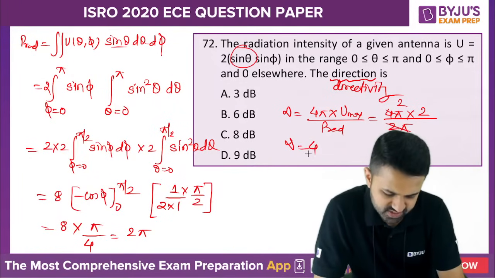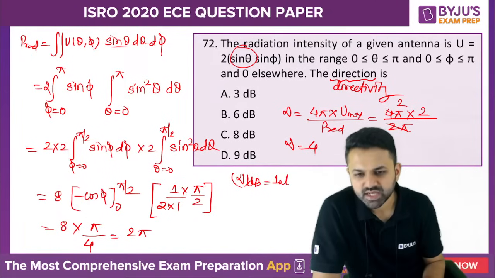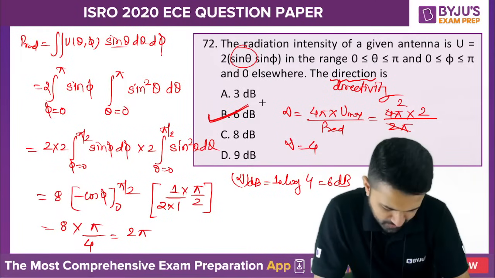So let's check the calculation once. Yes, we get directivity 4, and because we want to calculate in dB, directivity in dB is 10 log of 4, which is equal to 6 dB. So the answer is option number B.